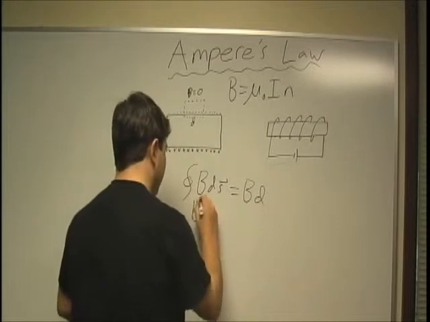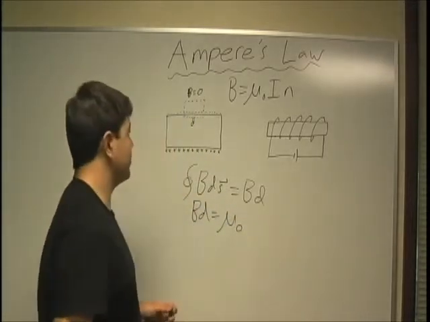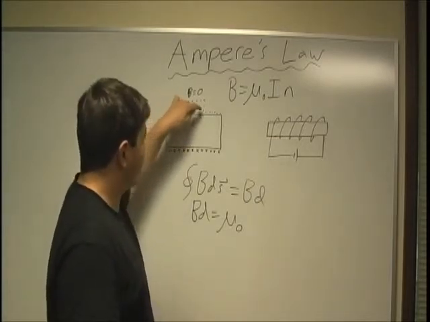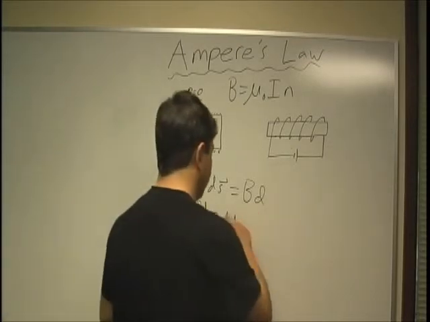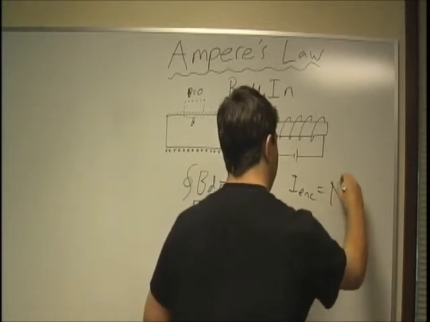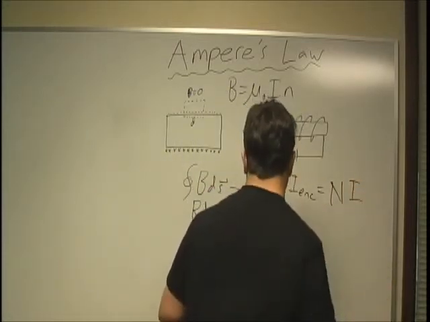And so B d equals mu 0, and now we have to find I enclosed. So what we know is that there are going to be a certain number of wires passing through this area, and they're each going to have current I. So this is going to equal I enclosed. It's going to equal big N, this is just the number of loops, times I, which is the current running through them.